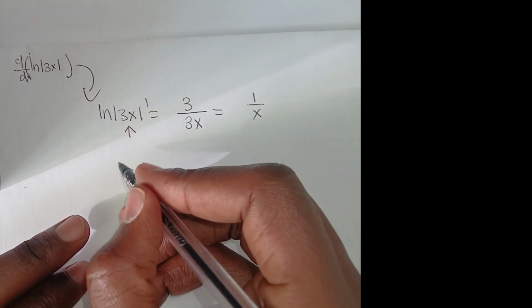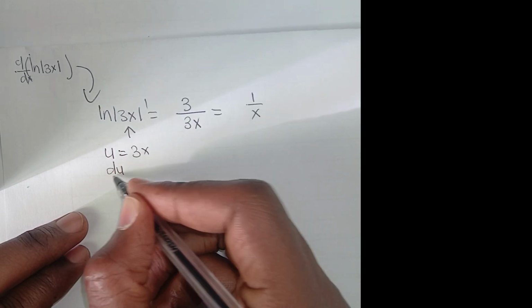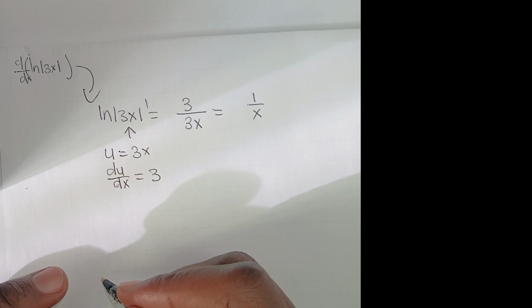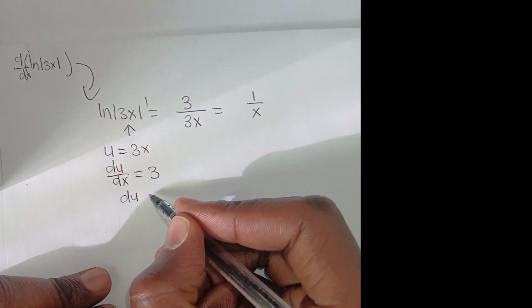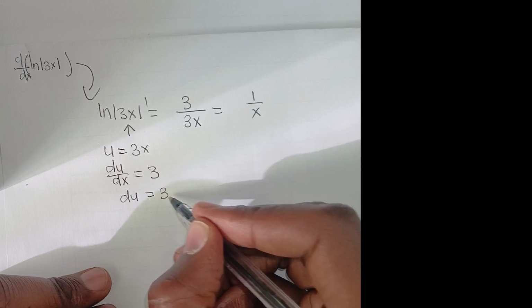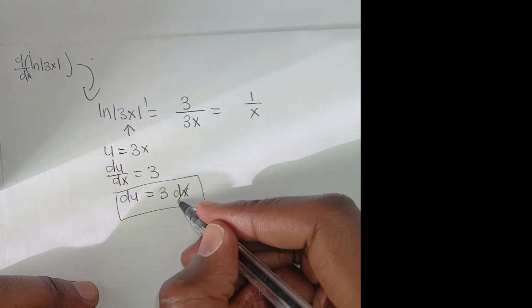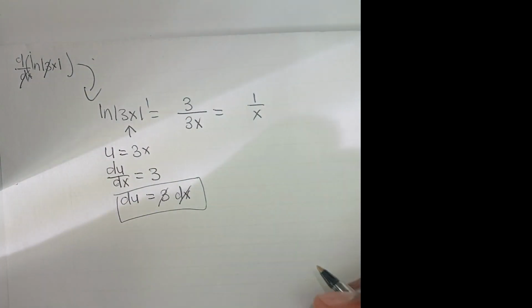When you're using the chain rule, you can just say u is equal to 3x, then du over dx is equal to 3. Then you make du the subject of the formula, so du is equal to 3 dx, right? Then dx and this will cancel, and this will cancel with the 3. So that's how it is.